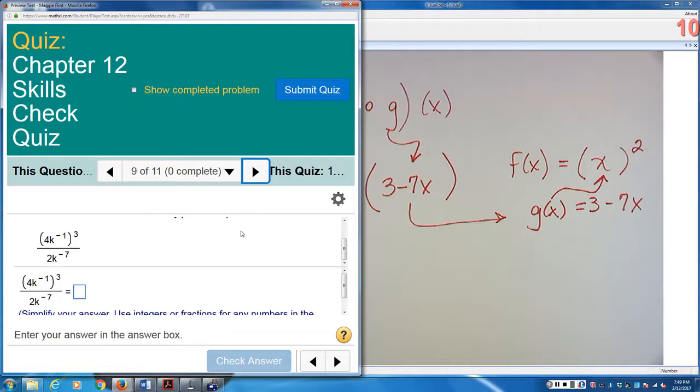And this is another rules for exponents problem. You've got to remember how to do your exponents. You would say 4k to the -1 is 4 to the 3rd times k to the -3, and then 2k to the -7 is 2 over k to the 7th. So go back and remember those rules for exponents. If you need to do the homework, it's there to get you some practice first.